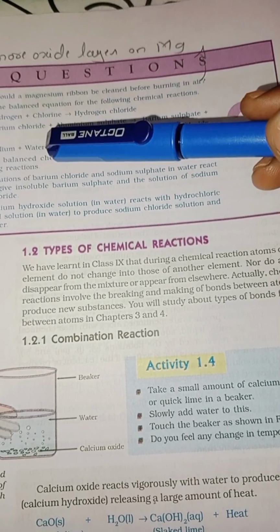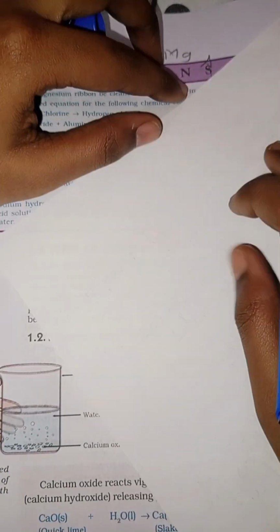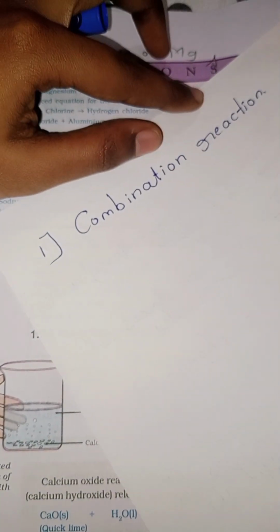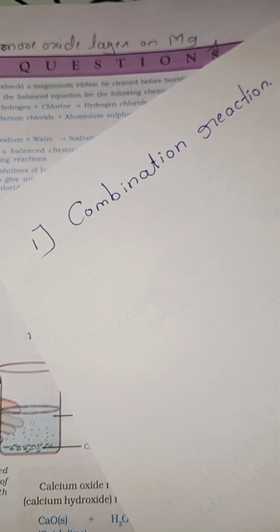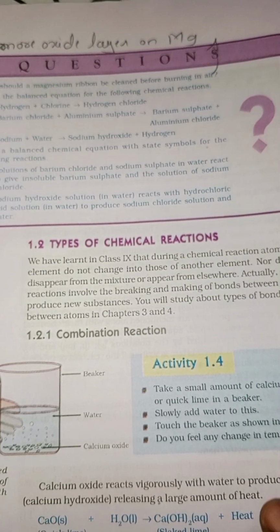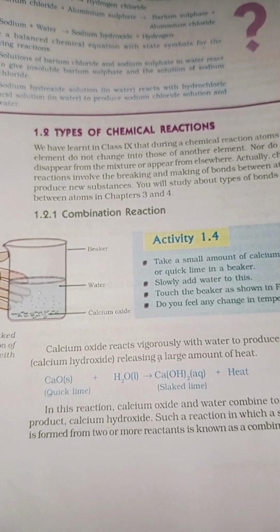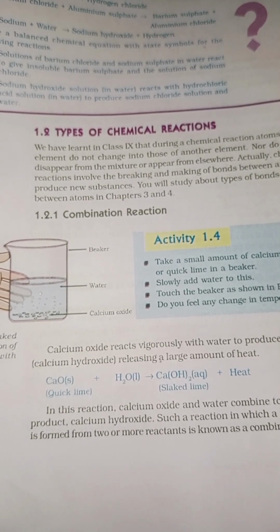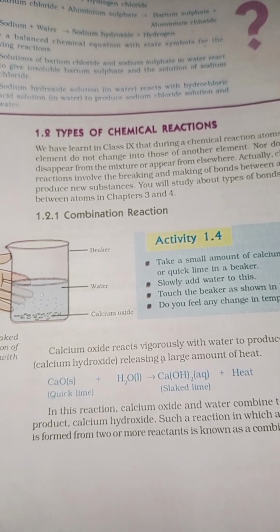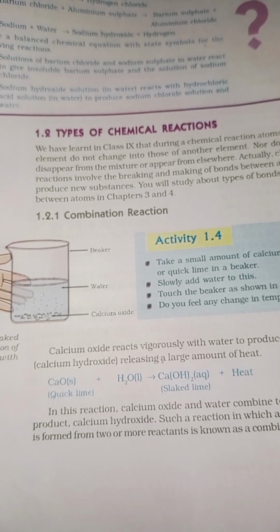Types of chemical reaction. First we have the combination reaction. In the combination reaction we have a very basic activity. Already we have seen calcium oxide, quicklime. To explain this concept I am going to use my mother tongue, Kannada.